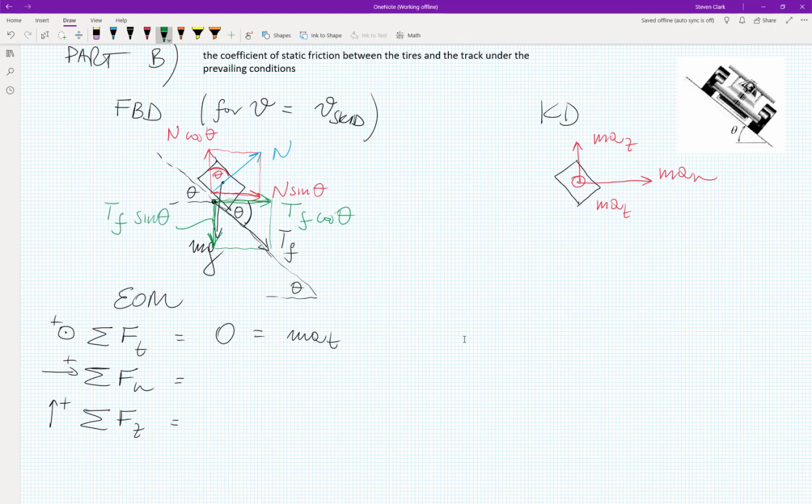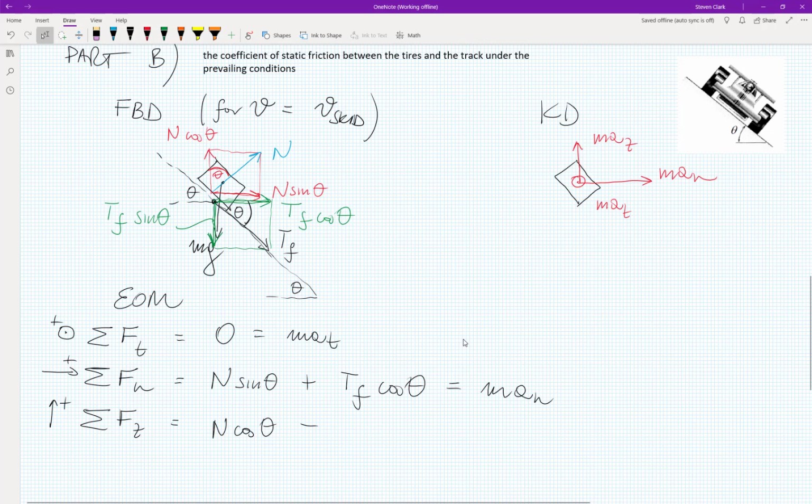Okay, we are ready to write down our equations of motion. So in the n direction, we have N sine theta plus F_f cosine theta. And this is equal to m a_n. And in the z direction, we have N cosine theta minus F_f sine theta minus mg. And this is equal to m a_z in general.